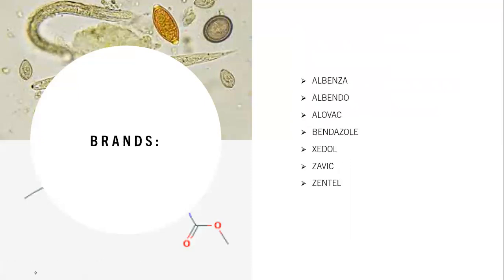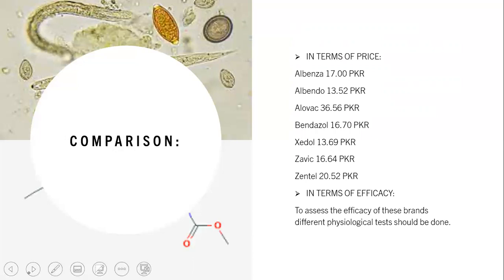There are so many brands available for albendazole, but the main ones are Albenza, Albendo, Alovec, Bendazole, Zidol, Zavec, and Zental. Now the comparison of these brands in terms of price: Albenza, Zidol, Zavec, and Bendazole are cheaper than Zental and Alovec, because Alovec is 36 rupees and Zental is 20 rupees.